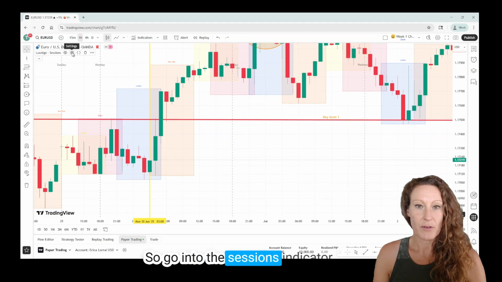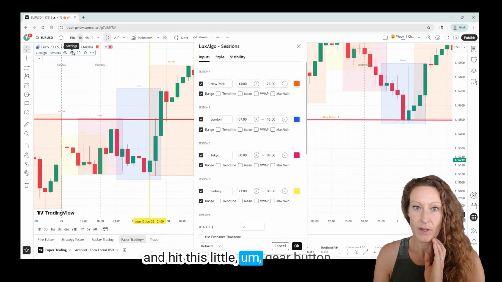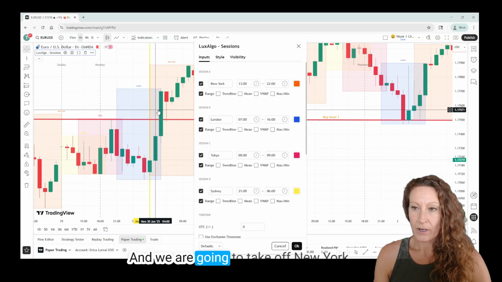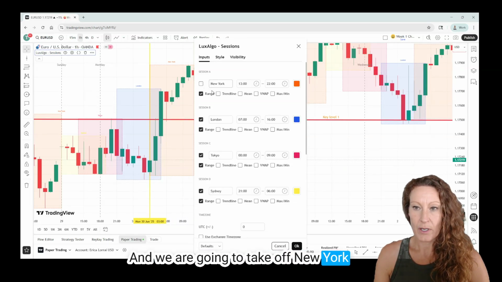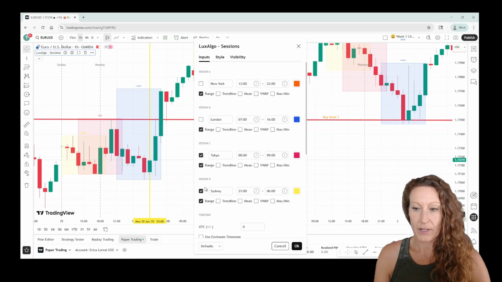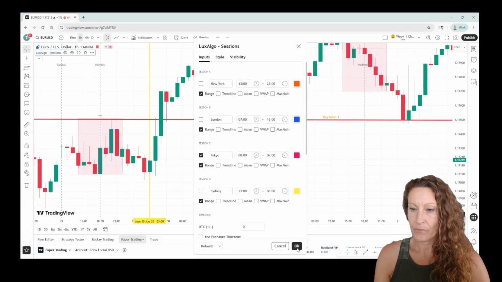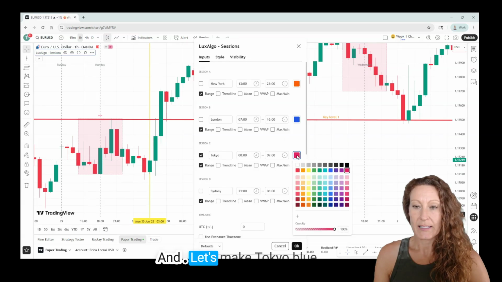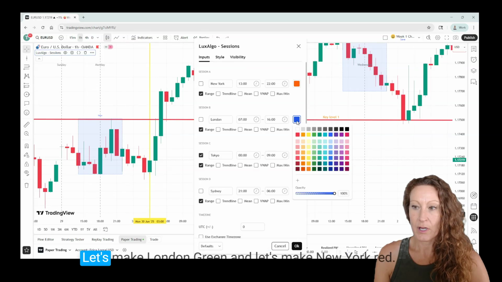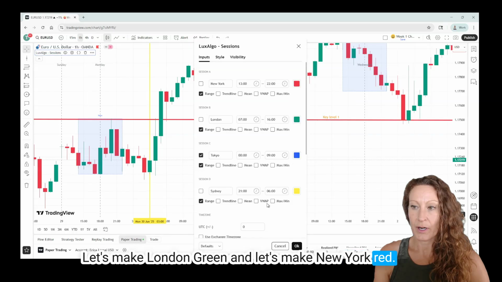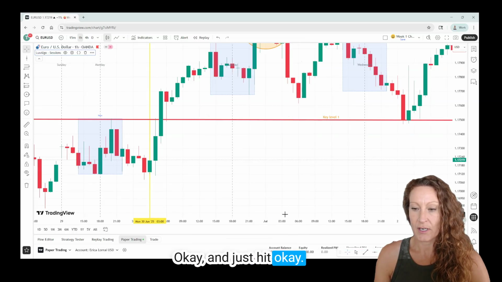So go into the sessions indicator and hit this little gear button, and we are going to take off New York, and we're going to take off London and take off Sydney. Okay, so then all we're left with is Tokyo. And let's make Tokyo blue. Okay, Tokyo's blue. Let's make London green, and let's make New York red. Okay, and just hit OK.